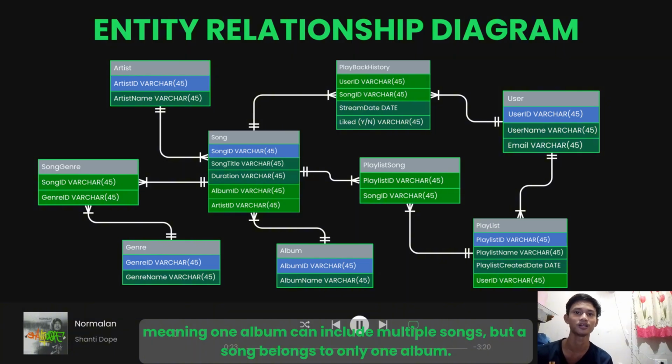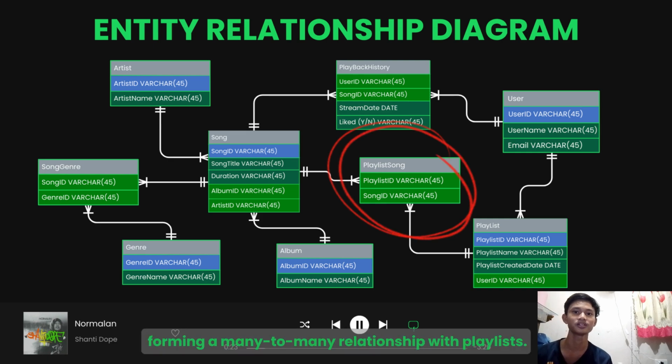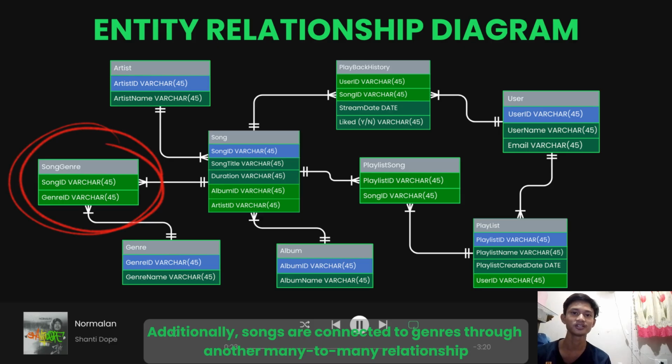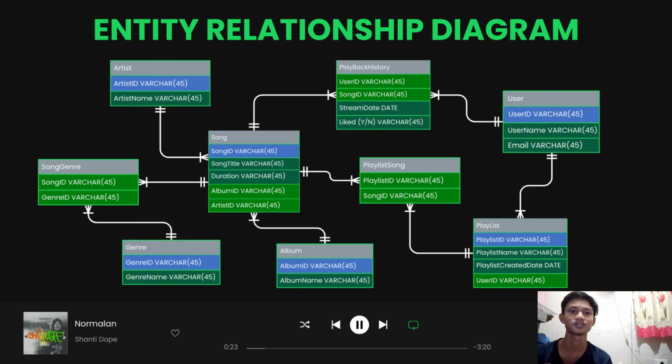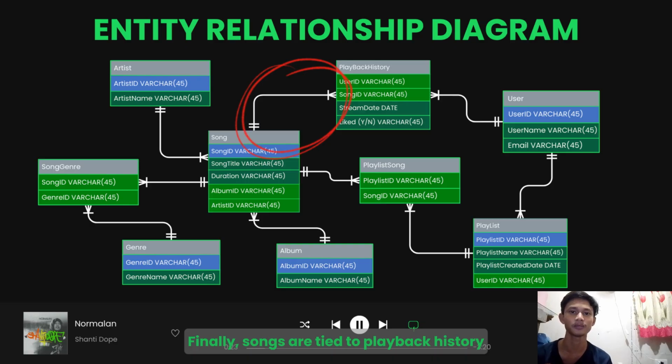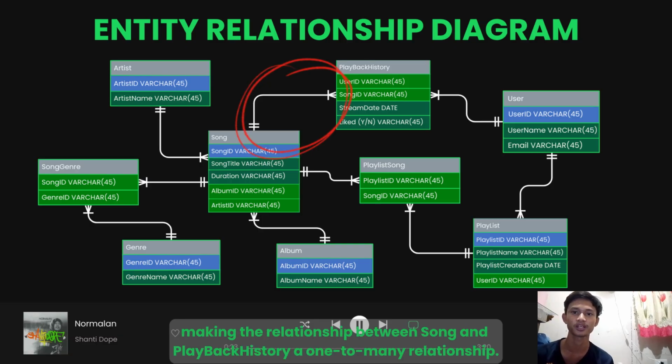to only one album. Songs are also linked to playlists through the playlist song table, forming a many-to-many relationship with playlists. Additionally, songs are connected to genres through another many-to-many relationship managed by the song genre table. Finally, songs are tied to playback history, where one song can appear in the history of many users, making the relationship between song and playback history a one-to-many relationship.